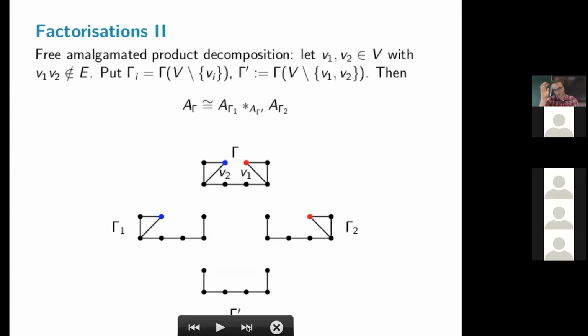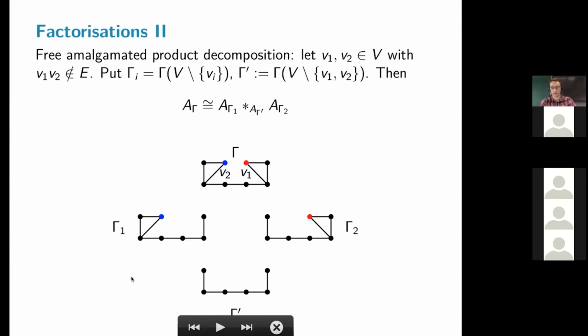Then you have a third type of factorization that is also often used for right-angled Artin groups and, in more generality, for Artin groups: this factorization as a free amalgamated product. If you take a graph gamma and two vertices that are not connected by an edge. This does not work for free abelian groups, but for all other right-angled Artin groups, it works. So this is our graph gamma. You take then the graph gamma 1, where you delete one vertex, the red one. The other graph gamma 2 is the same graph, but with V2 deleted instead of the red vertex V1.